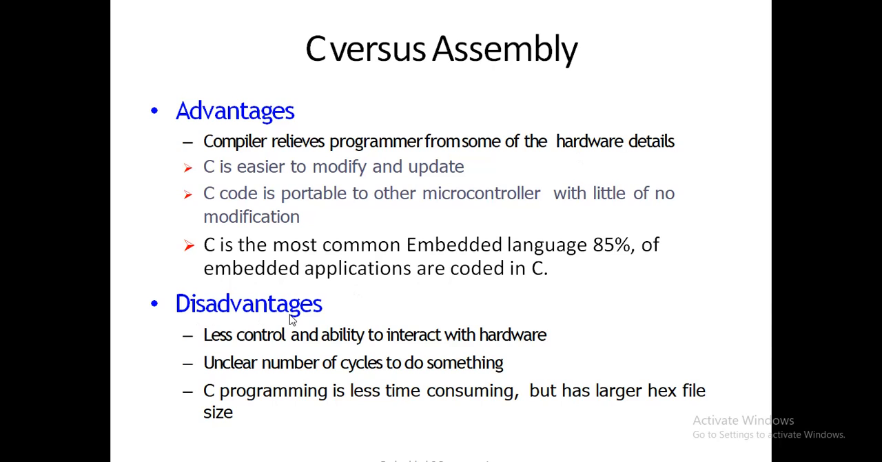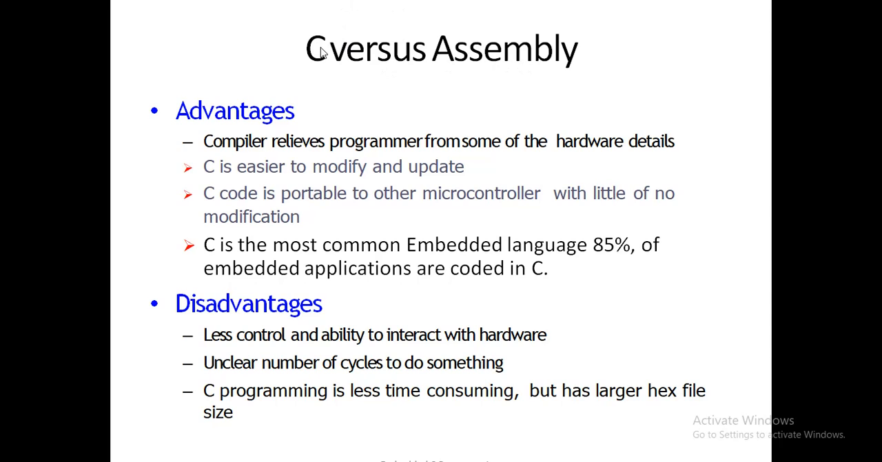But what is the disadvantage? You have less control and ability to interact with hardware, that is one disadvantage. And an unclear number of cycles to do something. Suppose you want to generate a 5 millisecond delay, we can create the delay exactly with the help of assembly. Why? Because in assembly level programming, we know for one instruction how much time it will take to execute. With the help of that, we can find out the time period.